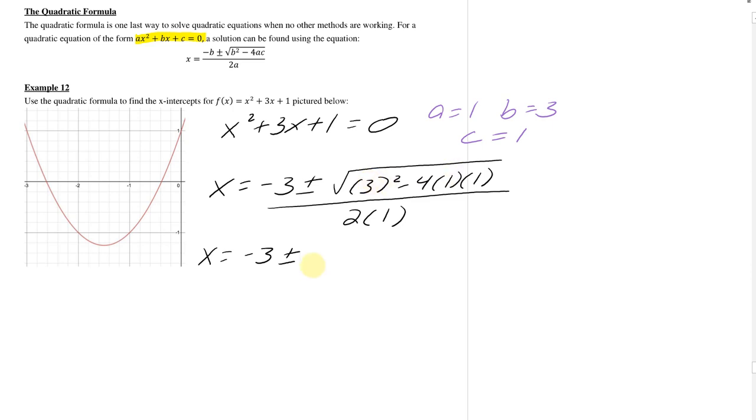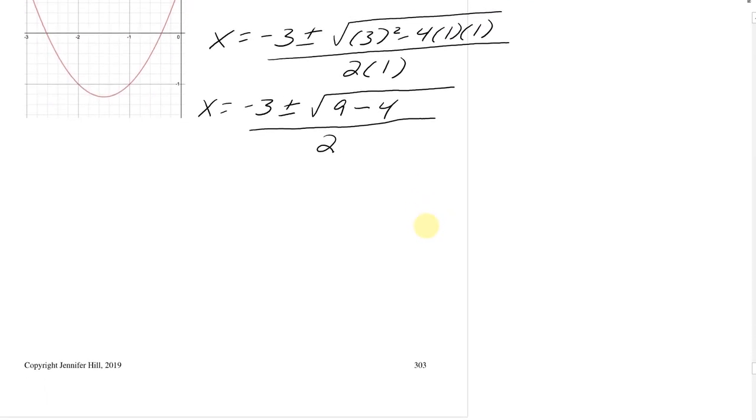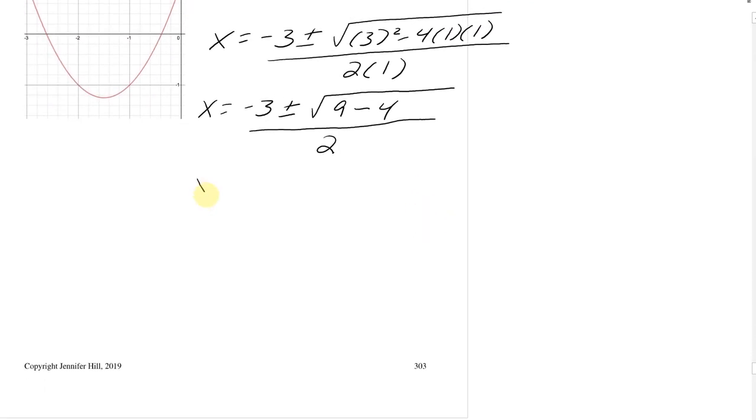So I need to start with the squared part. So what is 3 squared? 3 squared is 9. And then what is 4 times 1 times 1? That's just 4. So this leaves me with -3 plus or minus the square root of 9 minus 4. And then all of this over, well, what is 2 times 1? That's just 2. So take a moment and make sure that you agree with all these steps and that these look good to you before you move on. So now, as I continue on here, this is going to be x equals -3 plus or minus the square root of 5, all of this divided by 2.